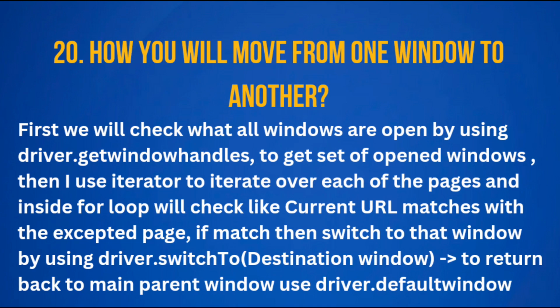How will you move from one window to another? First, we will check what all windows are open by using driver.getWindowHandles to get a set of open windows. Then I use an iterator to iterate over each of the pages, and inside the for loop I will check whether the current URL matches the expected page. If it matches, then switch to that window by using driver.switchTo().window. To return back to the main parent window, use driver.switchTo().defaultContent.